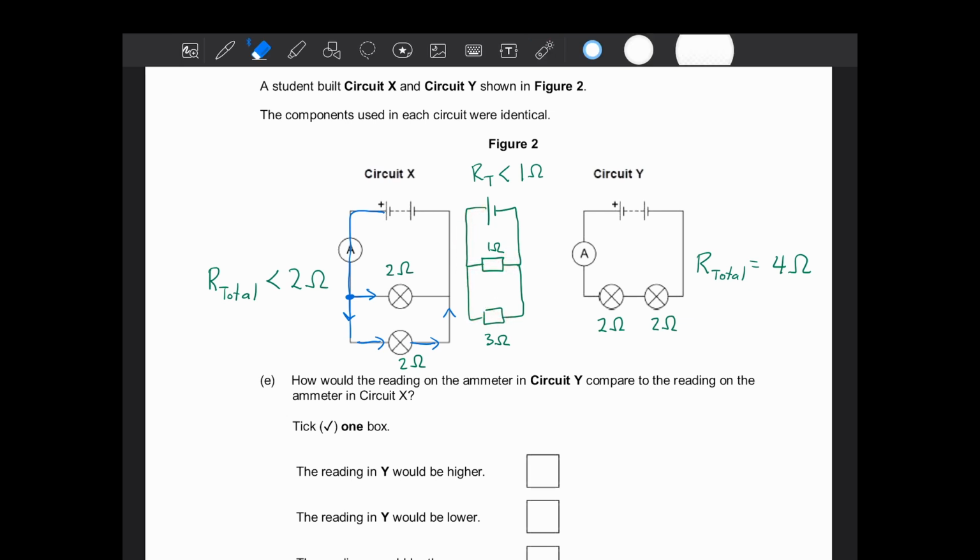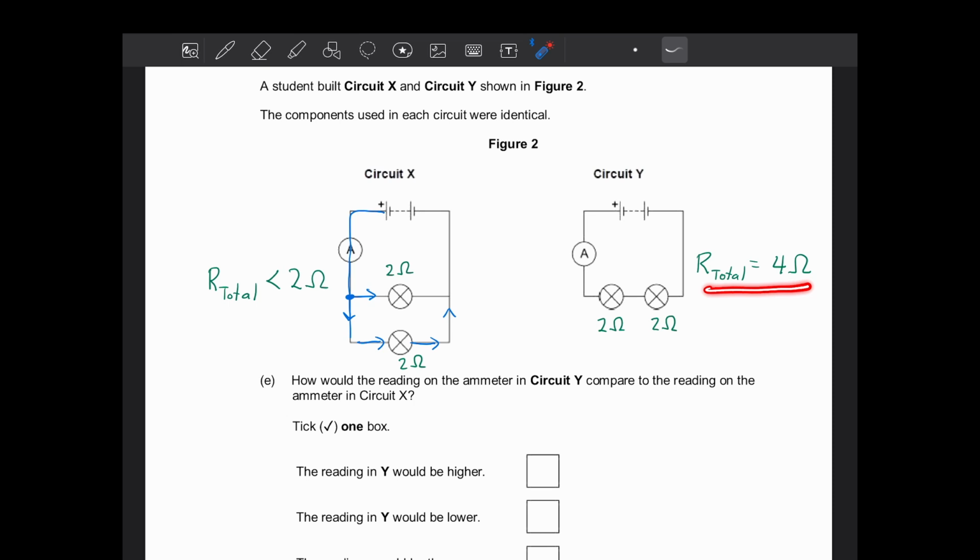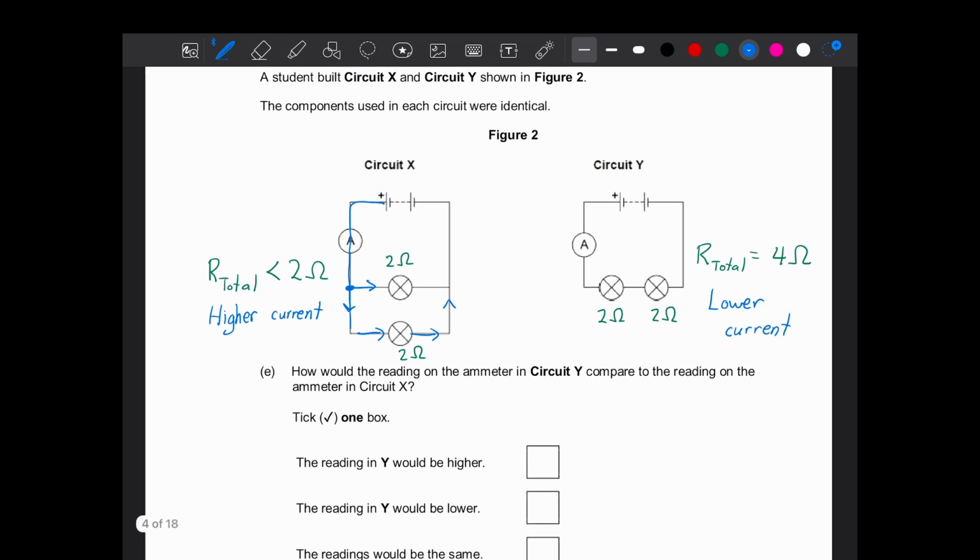Now, what was the point of all of that? If we look at our total resistance for X and Y, you can clearly see that X has a lower total resistance than Y. With a lower resistance, we are going to get a higher current flowing through the circuit at the point measured by the ammeter, right at the beginning of each of these circuits. So that means that because circuit X has a lower total resistance, it's going to have a higher current, and vice versa. Circuit Y has a higher resistance, so it will have a lower current, because obviously resistance is the opposition to the flow of current.